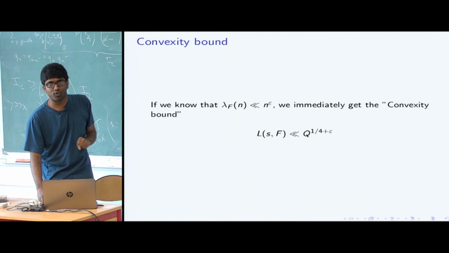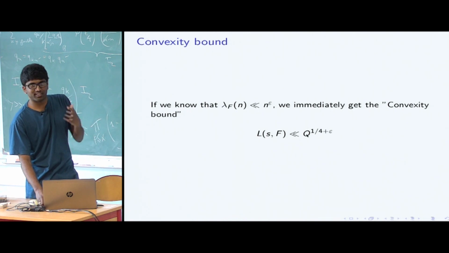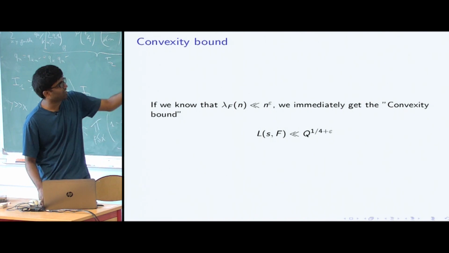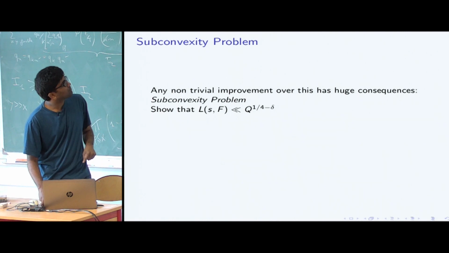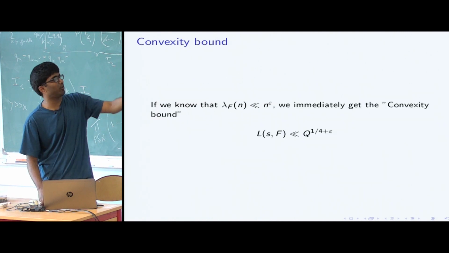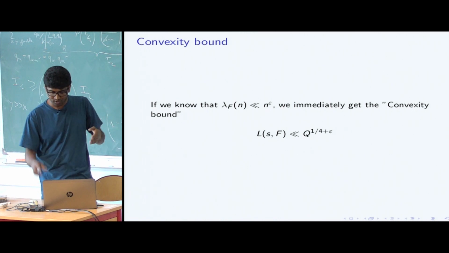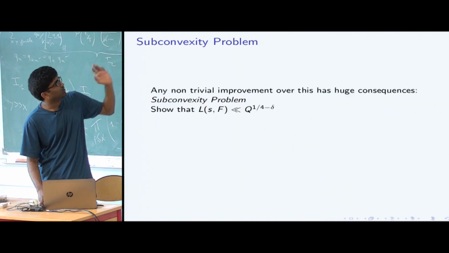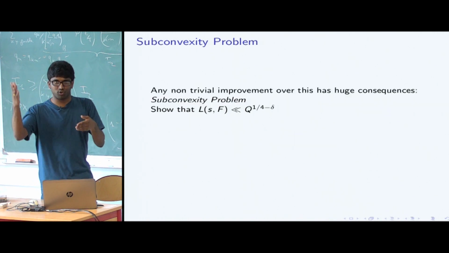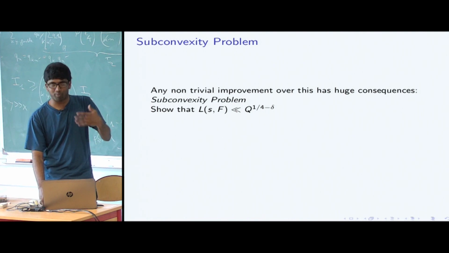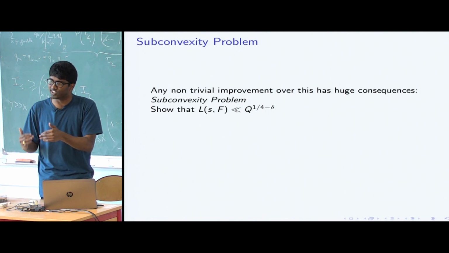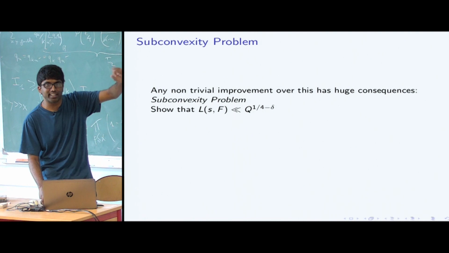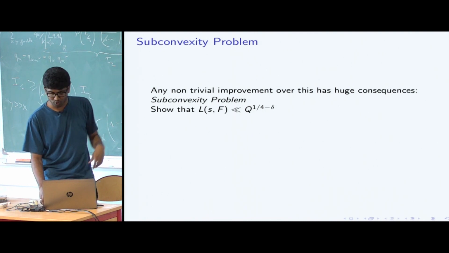This bound q to the 1/4 is called the convexity bound, which is like the trivial bound. We actually believe that it's q to the epsilon, but what we can do is q to the 1/4. So let's see what going from q to the 1/4 to slightly smaller means. Any non-trivial improvement from q to the 1/4 is called the subconvexity problem. You want to show that instead of q to the 1/4, it's slightly smaller, like q to the 1/4 minus delta.